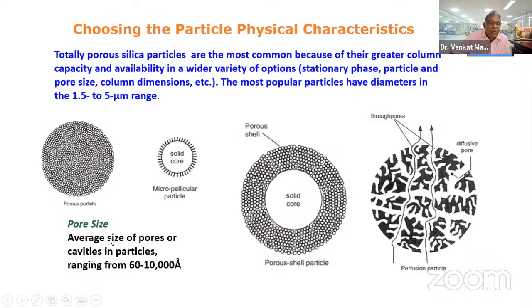This is a pore. There are two things. The typical porous silica particles are the most common, used for greater column capacity and availability in wider options. The particle size varies from 1.5 to 5 micron range. This is the typical solid core, and this is a pore shell that you are talking about, and this is where the diffusion or the perfusion of the particle occurs.